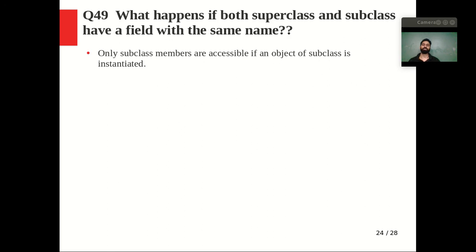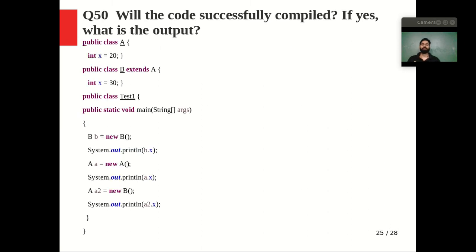Now let's move to the next question: what happens if both superclass and subclass have a field with the same name? Only subclass members are accessible if an object of the subclass is initiated, right? So if both the superclass and the subclass have the same field, and we create the object of the subclass, then only the subclass member is accessible.